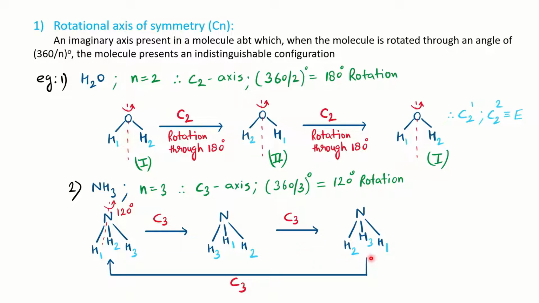Now you can notice that after performing the third C3 operation, you will get exactly the indistinguishable configuration, that is, H1 will come into H2 place, H2 will go to H3 place, and H3 will come into H1 place. So that is the first structure itself, the first configuration. So in total we have to perform the C3 operation 3 times. Therefore we can say C3 to the 1, C3 squared and C3 cubed, where the 3s cancel each other, which is equivalent to identity. So a C3 axis of rotation is present in ammonia.